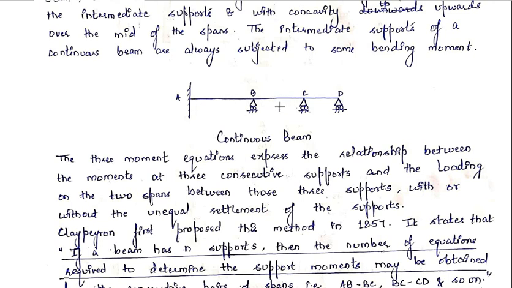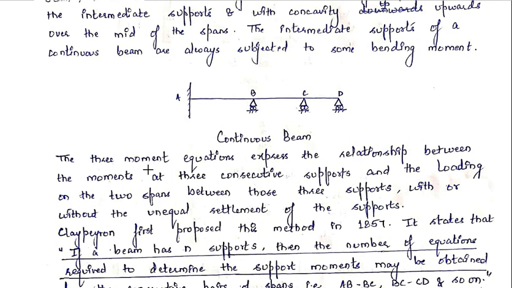And by finding out the relationship, we find out the values of the three moments or the values of the bending moments at the supports. See, by using ABC, we can find out one equation, and by using BCD, we can find out another equation, and by solving these equations, we can find out the values of the bending moments at the supports.